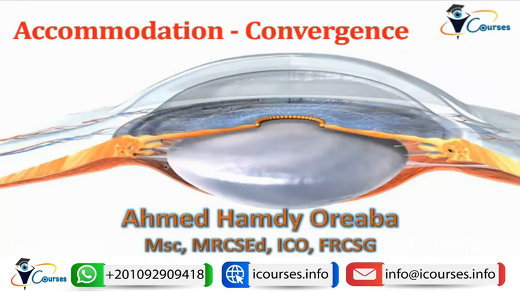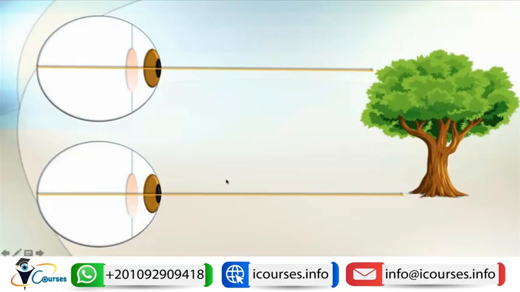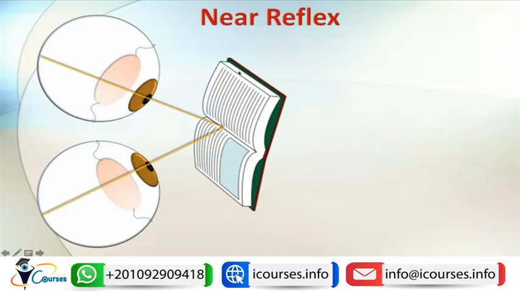Okay, so talk about the accommodation and convergence. So what is the accommodation and convergence, and what are the relations? When you are looking at a far target, both visual axes will be aligned parallel, but when you are looking at a near target, what happens? What happens is what's called the near reflex.